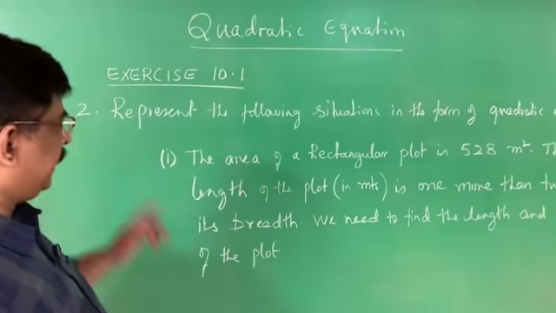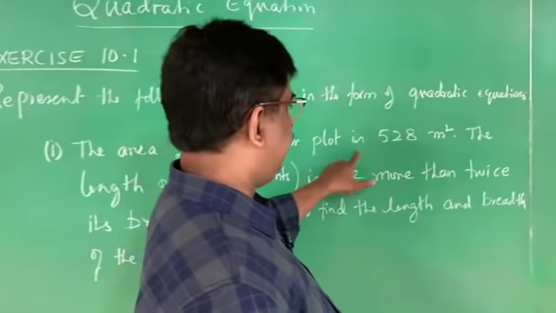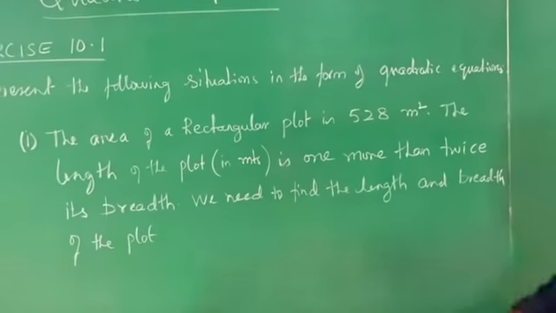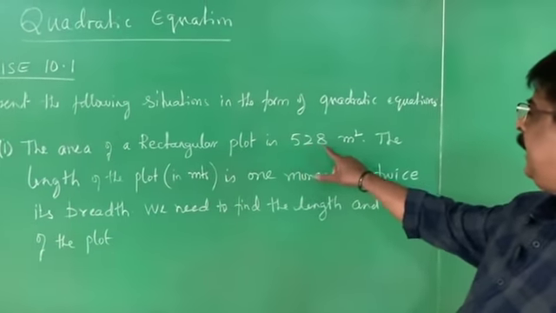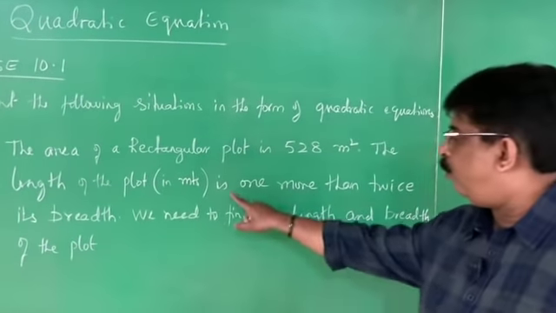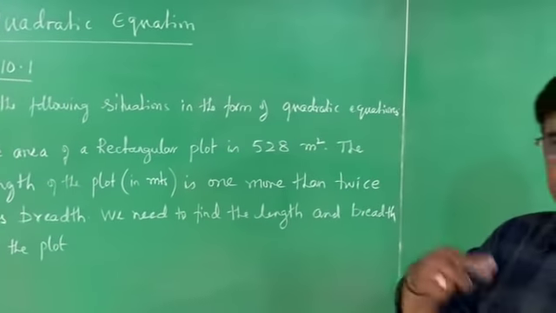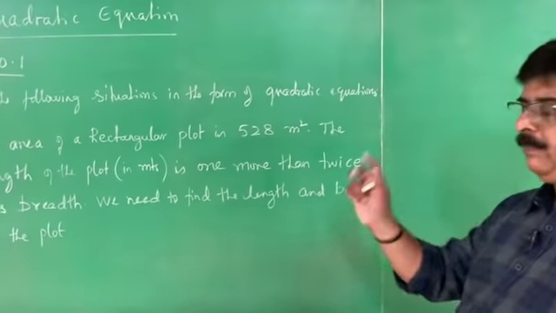The question is like this. The area of a rectangular plot is 528 meter square. The total area of the rectangular plot is 528 meters square. The length of the plot is 1 more than twice its breadth. We need to find the length and breadth of the plot.